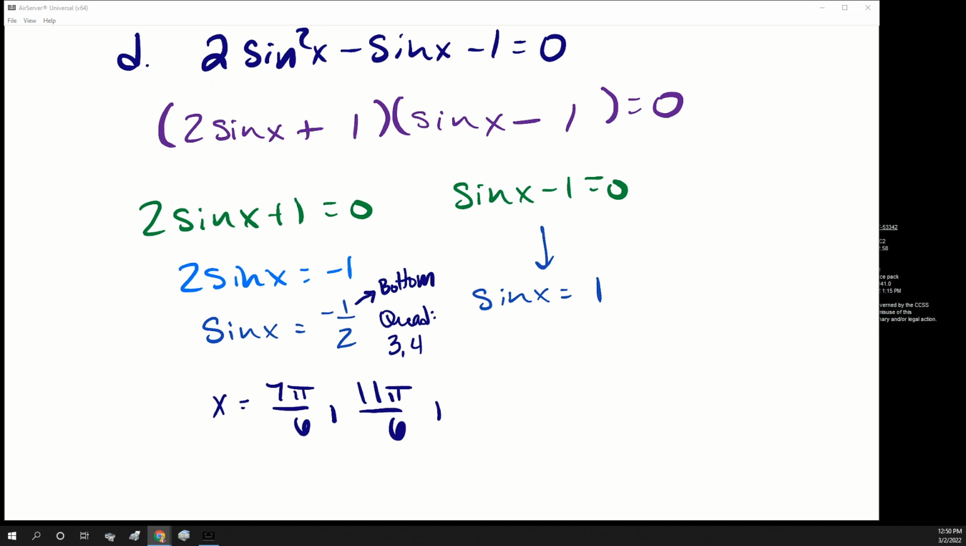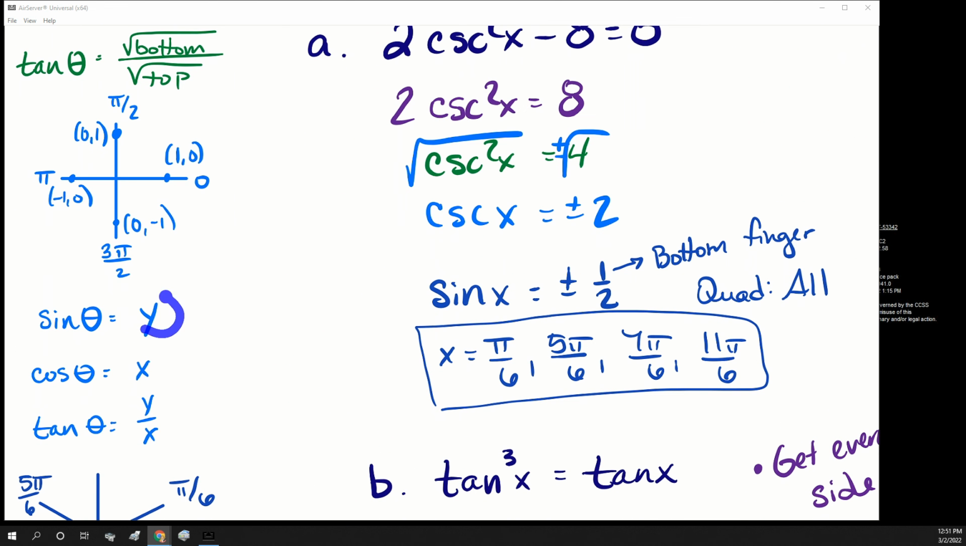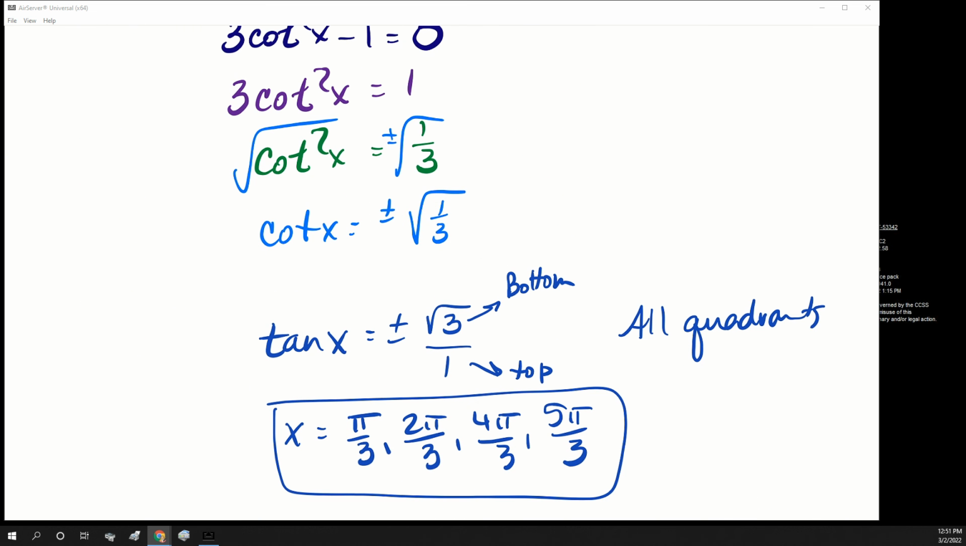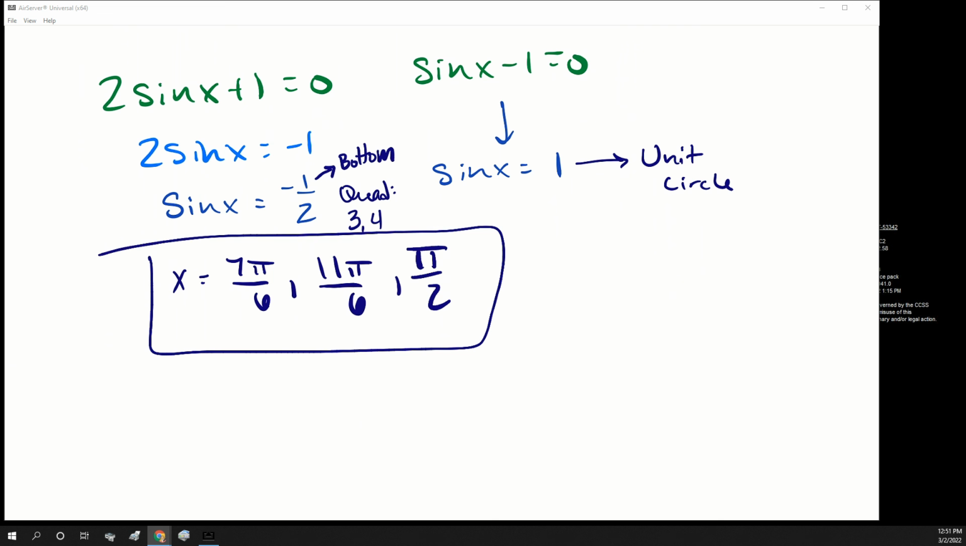What about sine of x is equal to 1? Unit circle. All right, and when we're finding the sine, we're doing the y coordinate. So what we want is the y coordinate to be 1, and that should be pi over 2. All right, y'all good? Okay, this last one is going to involve some identities.